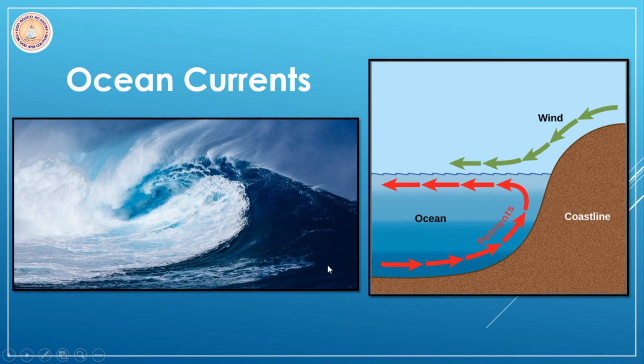Now, as far as the effects of currents are concerned, currents also help in modifying the temperature and humidity of different areas. For example, warm current increases the temperature and humidity of the area, while the cold currents decrease the temperature of the coastal areas along which they flow.